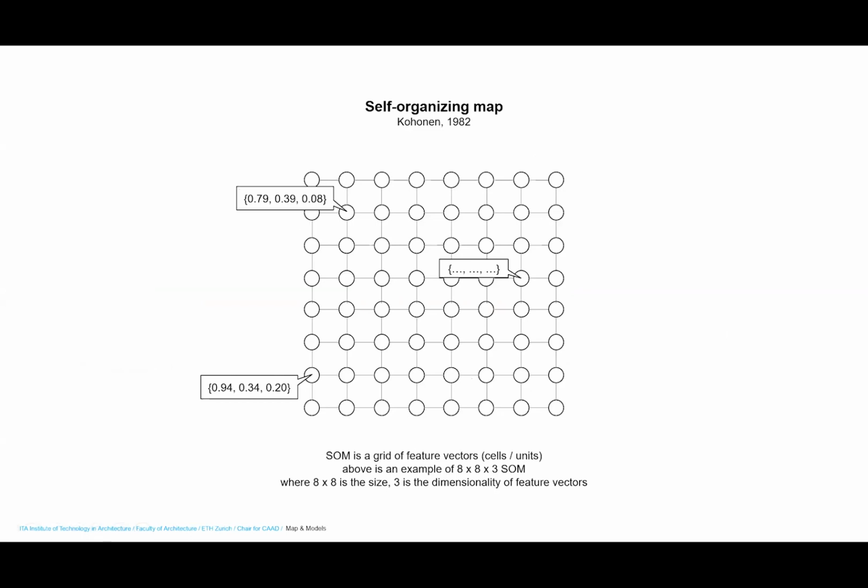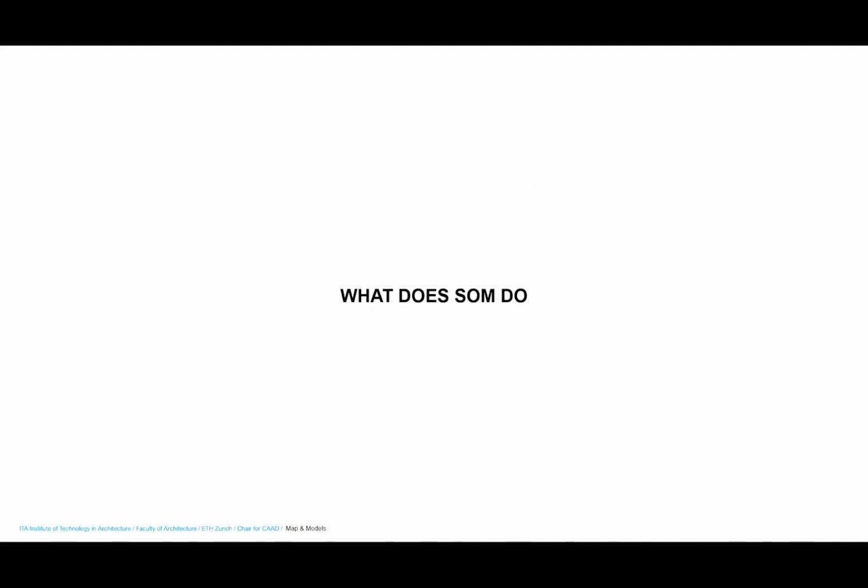You have circles lying on an orthogonal grid, and each circle represents 1 feature vector, and that is it. So for example, here we are seeing an 8x8x3 SOM. So we have an 8x8 grid of nodes or SOM cells, and each cell is a feature vector of 3 dimensions. So this is a self-organizing map. It's actually quite simple. But then what exactly does this thing do? This is what we are going to look at in this lecture.